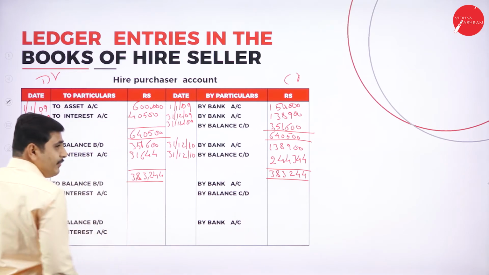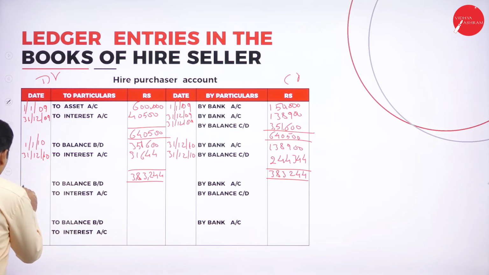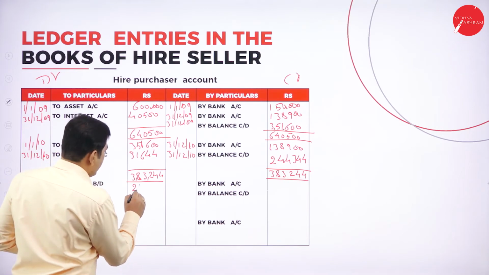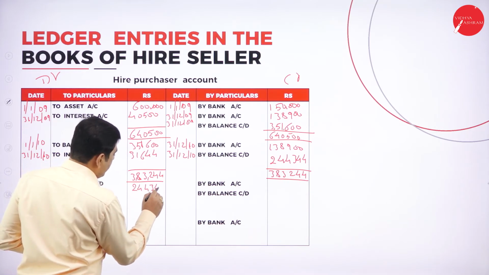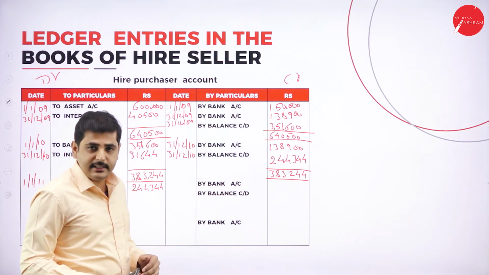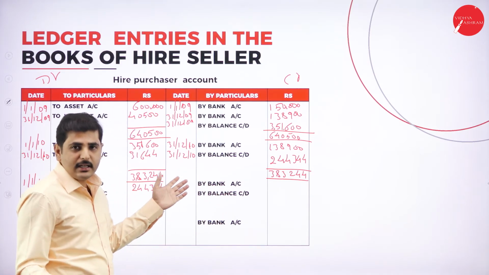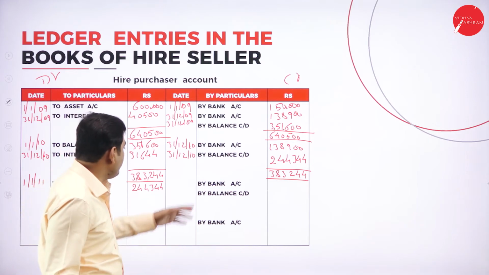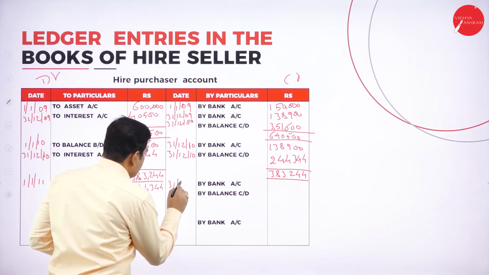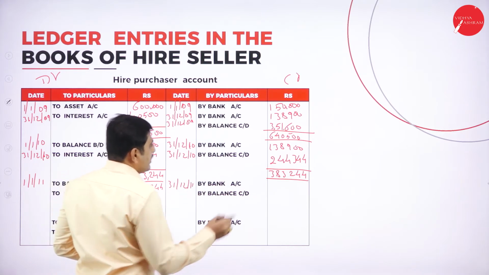So what is the first day of the next year? This is 1/1/2011, the first day of the next year. The same amount should be brought down here, 2,44,344. So for the next year again, we have to write installment is received. What is the journal entry? By bank account to hire purchaser account. The date is 31st/12/2011.